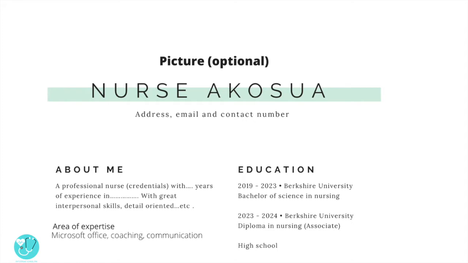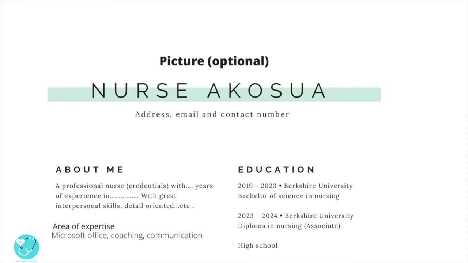Okay. So on the top of the first page, you're gonna put your picture. I have my picture over there. It's optional, so you can decide to put your picture there, or you can just leave it blank without a picture. And then you put your name under your picture, your address, and then your email, and then your contact number. And then you come to the About Me.